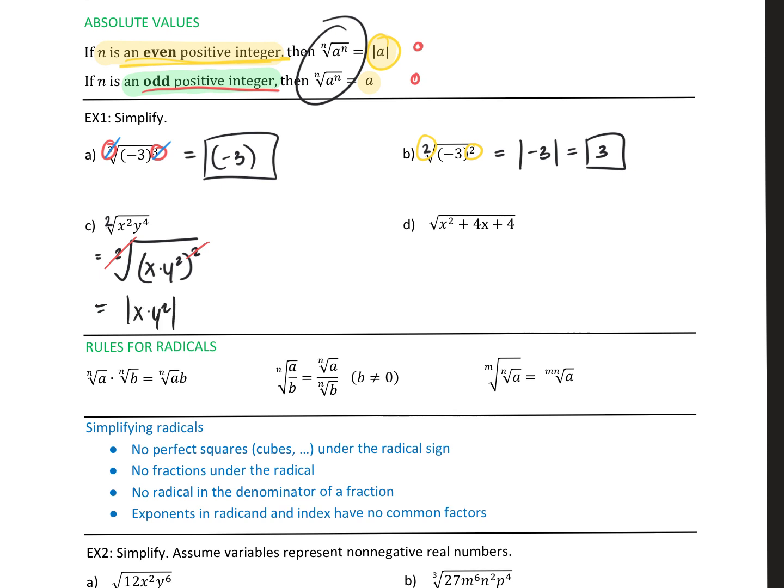But we can't just drop the absolute values now because we don't actually know what x and y are. So we're going to go ahead and leave it with the absolute values. So depending on what x and y are, we know what to take. Now for the next one.